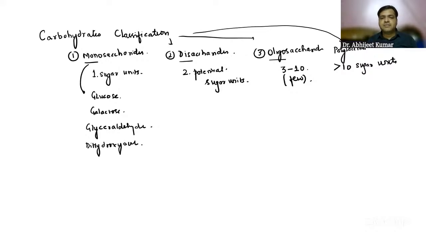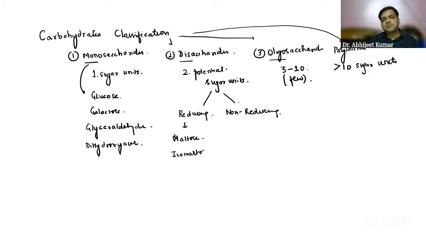Coming on to disaccharides, guys, you already know we have reducing and non-reducing. I will be teaching you what is meant by reducing and non-reducing in a while. But as of now, you have to remember the reducing ones are maltose, isomaltose, lactose, and lactulose. The non-reducing ones, guys, are sucrose, right? Trehalose. So these are the non-reducing ones.